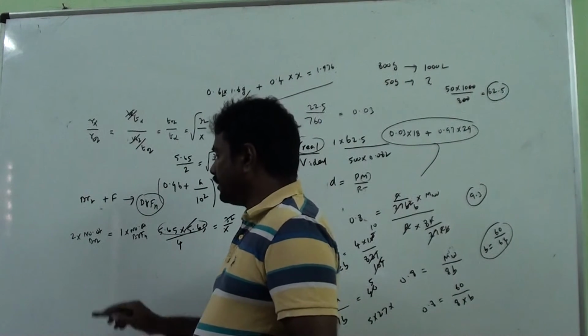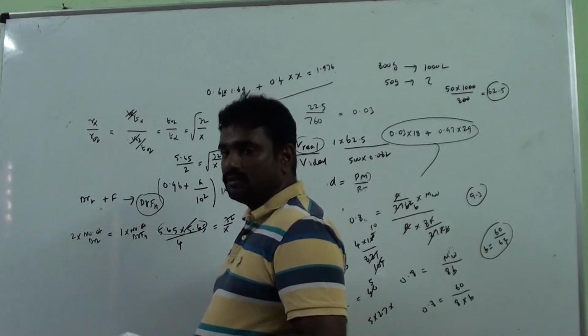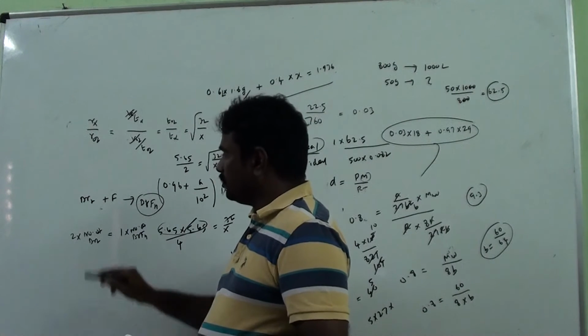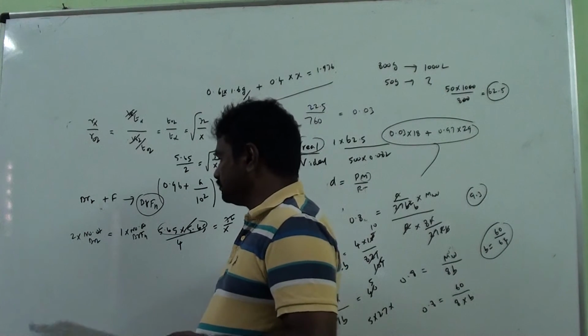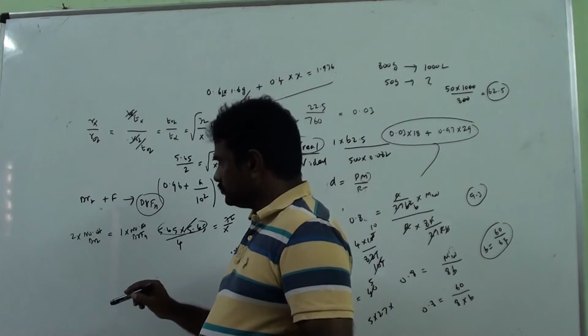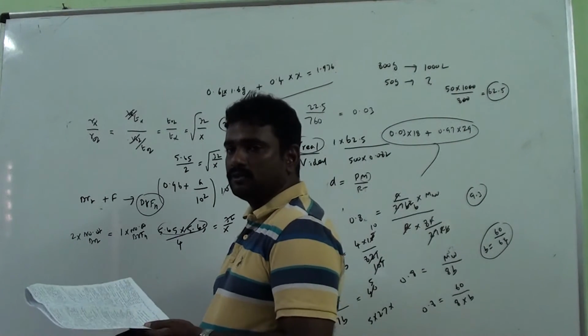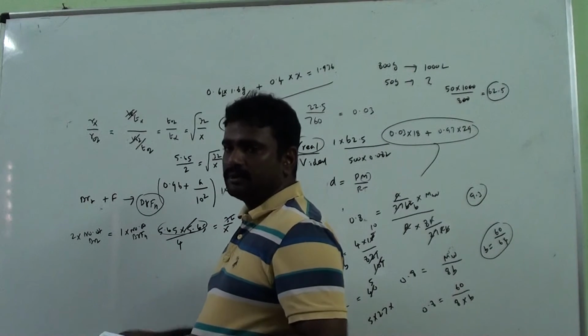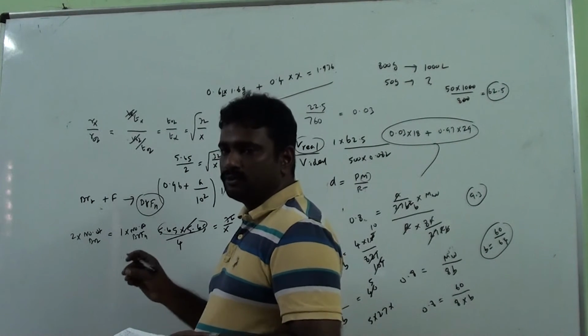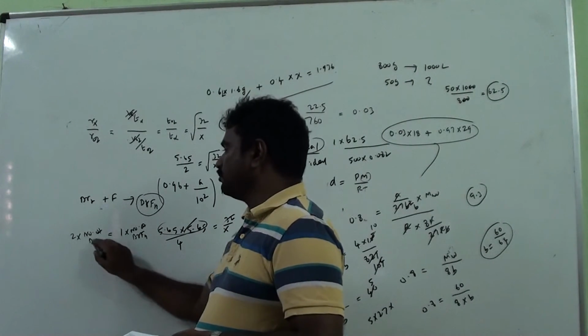This is the principle of atom conservation, which is 2 into number of moles of Br2. How many bromine atoms are there? One mole of Br2 has 2 bromine atoms. So 2 into number of moles of Br2 equals 1 into number of moles of BrFn.